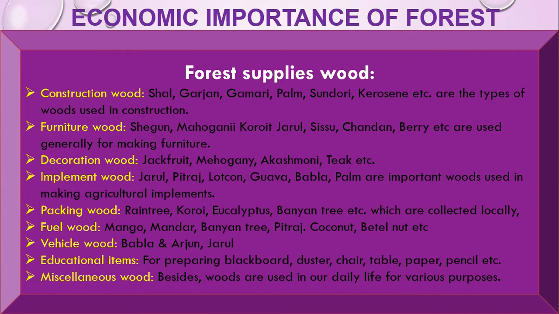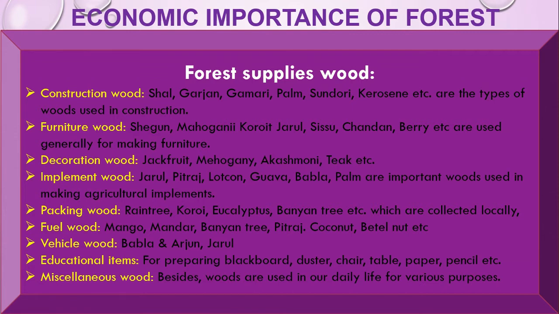In construction, we need wood to support the ceiling, the piling, or the beam. To make the beam, we need wood. Examples of this wood are shal, gorjon, gamari, palm, sundari, kerosene. The wood of these types of plants is used as construction wood. Next is furniture wood. Basically, nowadays people are making different types of furniture with the help of iron or steel.